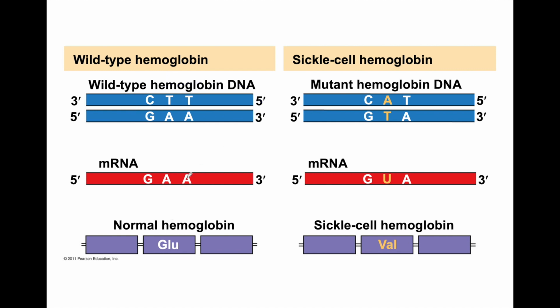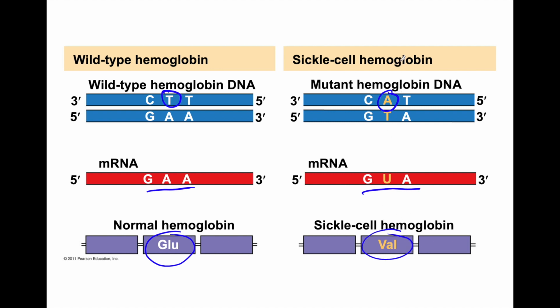So we all have this gene. Well, some of us have a mutation to the gene, a point mutation, a small change, where this T here has been turned into an A. Well, then that changes the codon from GAA to GUA. GAA coded for glutamine, but GUA now codes for valine.